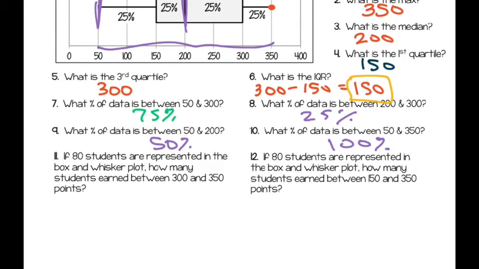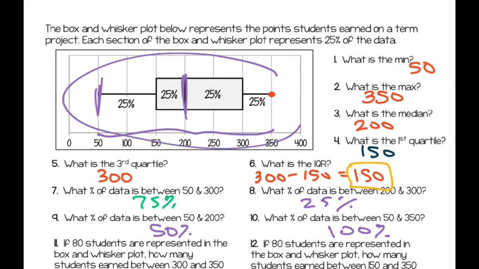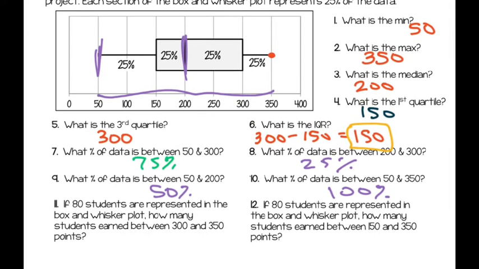Okay, the next thing, it says if 80 students are represented in the box and whisker plot. Looking at the box and whisker plot by itself, I do not know how many students we're talking about. It could be 50, it could be 3,000, I don't know. In question number 11, it says, okay, so let's say this is 80 students. So that's what we're talking about, 80 students.